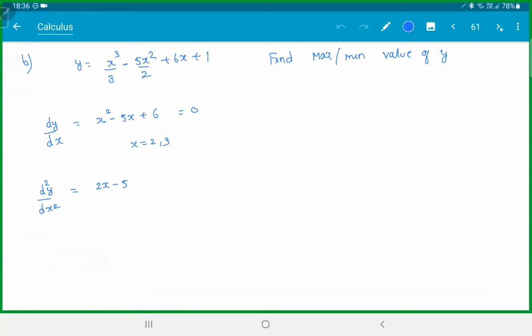Six and 17 by 2. That looks right. And then substitute at x is equal to 2. d square y by dx square will be how much? Minus 1, which is less than 0. So this is actually a maxima.